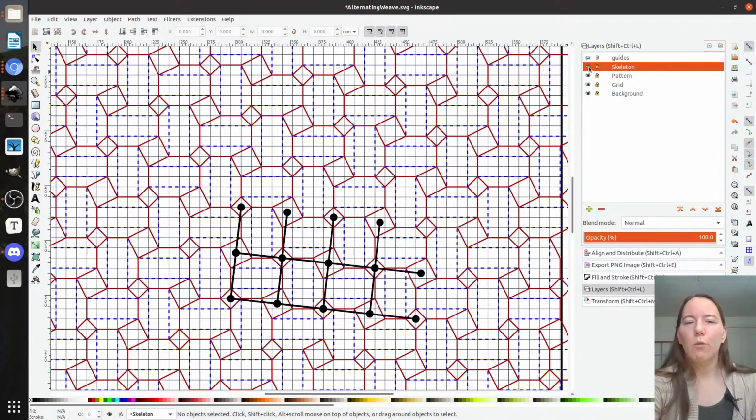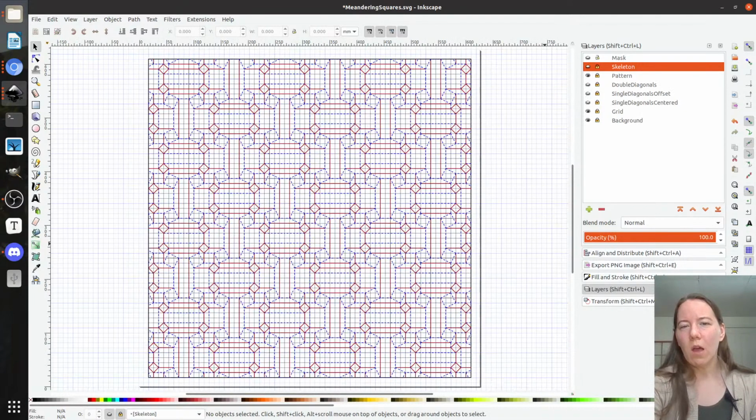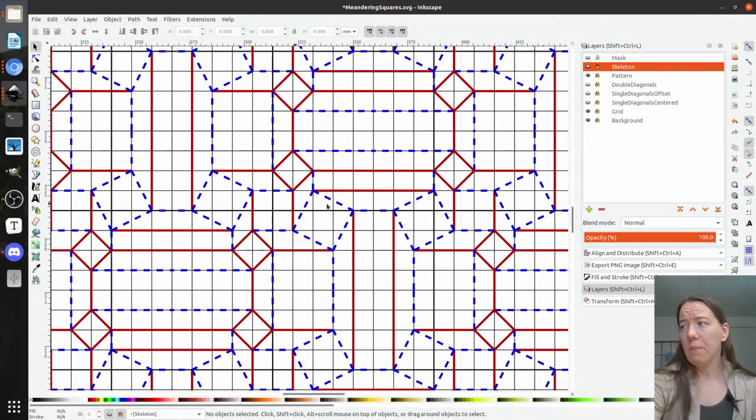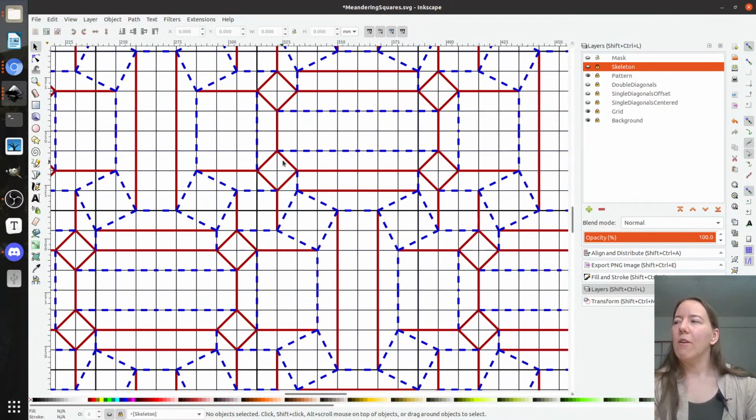So moving on to the next tessellation, I've got another example of square tiling tessellation that kind of breaks some of the rules that I was talking about. Okay, so what have we got here? This is my meandering squares pattern, and I've got a closed square twist on the front and an open square twist on the back.